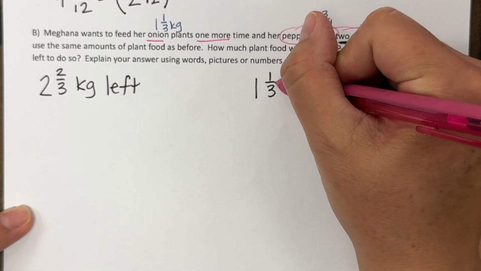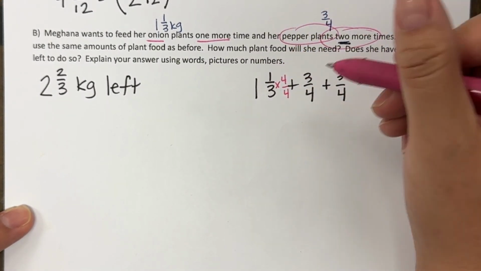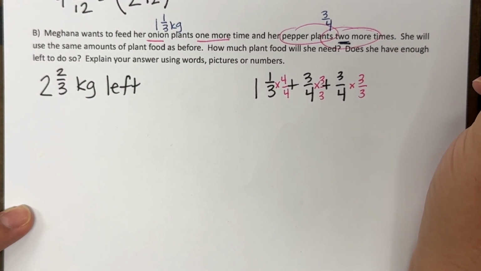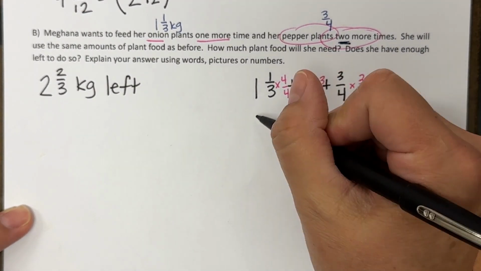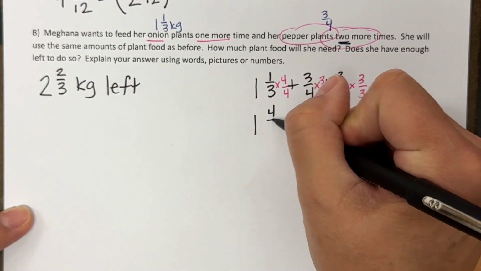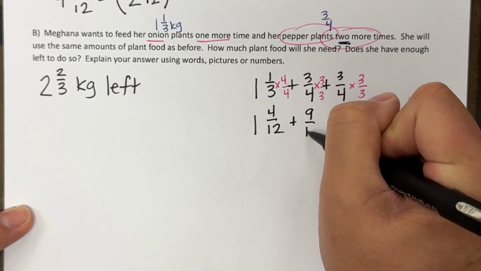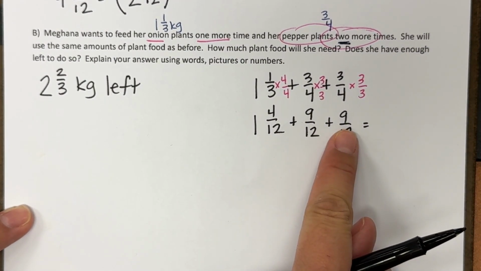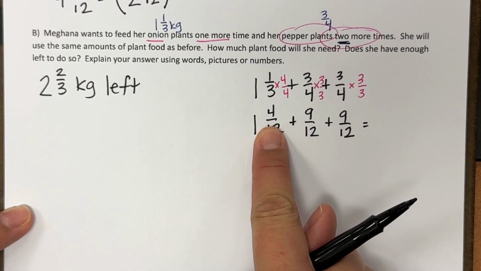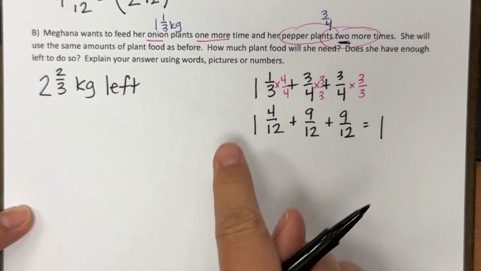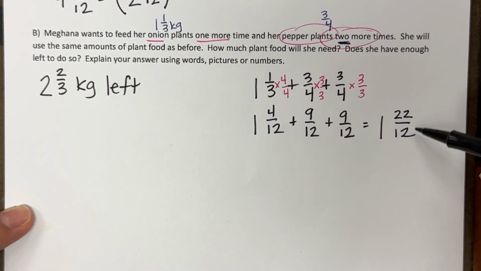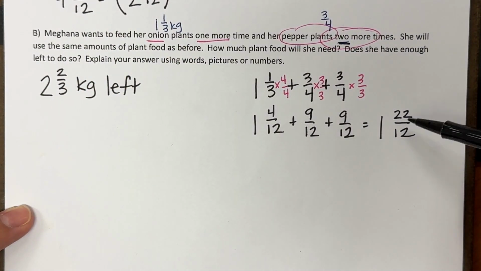Common denominator again is 12. So we're gonna multiply this by 4/4, this by 3/3, and this one as well. Okay, so we're gonna bring that whole number down. So 1 4/12 plus 9/12 plus another 9/12. If we add these all together, 9 and 9 is 18, plus 4 is 22. So we're gonna bring that whole number over, 1 22/12.